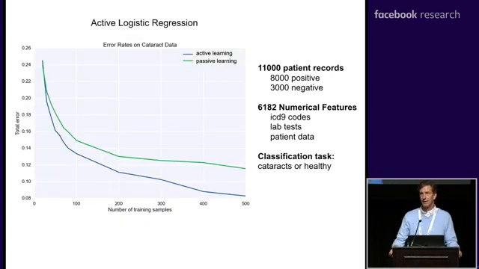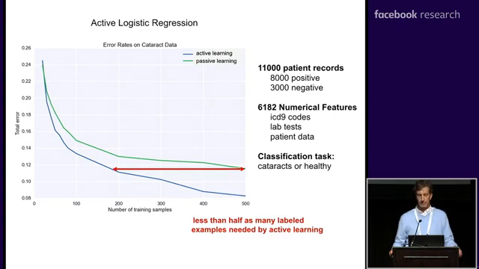This is some experimental data from actual electronic health record cases. We have about 11,000 patients here, roughly 6,000 different features that we're looking at, and we're using an active version of logistic regression and also a passive version. You can see that in this particular example, active learning was able to reduce the number of labeled examples needed to learn a good classifier by roughly 50%, about half as many. So there are some significant gains that you can get, especially in cases where the human labeling is very, very expensive.